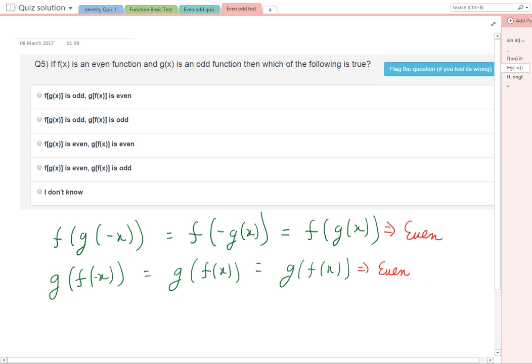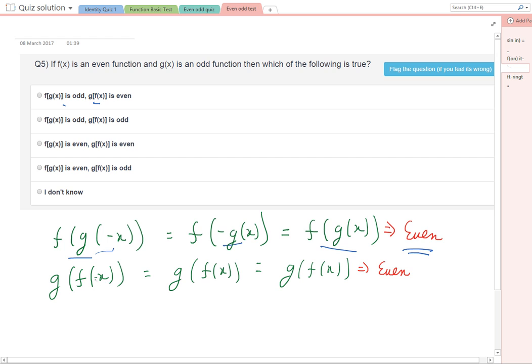In this question, f(x) is an even function and g(x) is an odd function. We ask which of the following is true. So we have to comment on f(g(x)) and g(f(x)). When you put x as -x in f(g(x)), since g(x) is an odd function, g(-x) is equal to -g(x), but since f(x) is an even function, f(-g(x)) is same as f(g(x)). So since f(g(-x)) is same as f(g(x)), it's an even function.